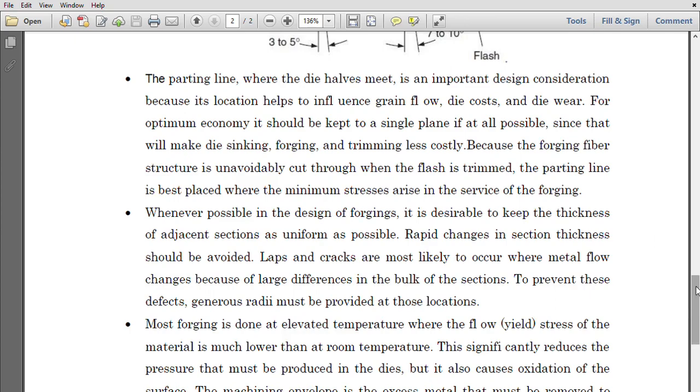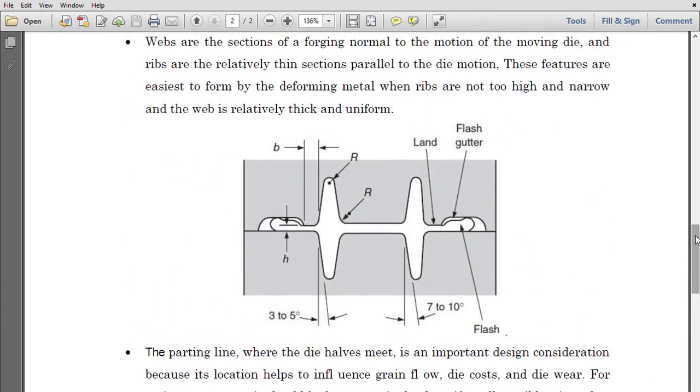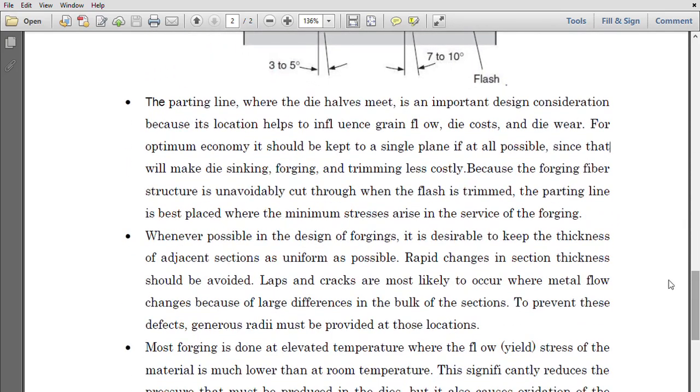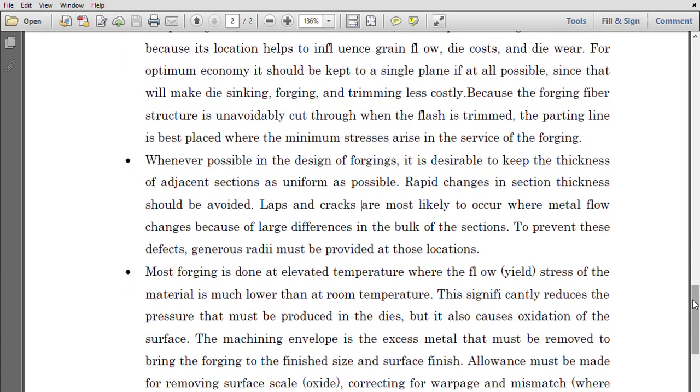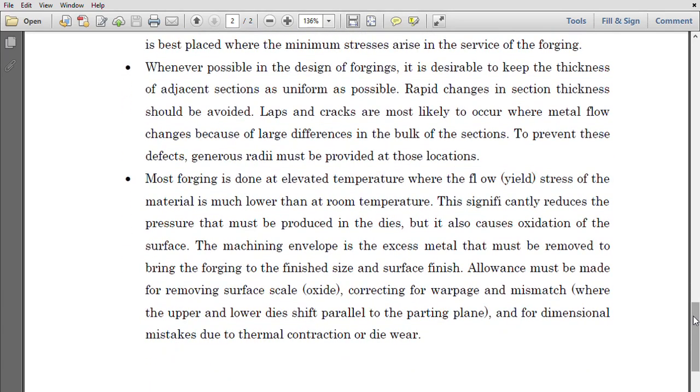the thickness of the adjacent parts of the forging should be kept as uniform as possible, right? Also, if the thickness of the adjacent parts varies by a greater extent, it is likely to develop laps and cracks, right? In order to avoid these laps and cracks, we must have a uniform thickness and also provide generous radii at some desirable locations. That means required locations.